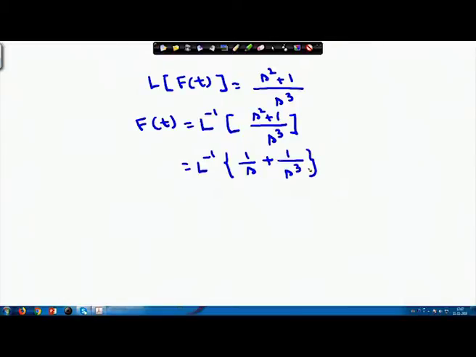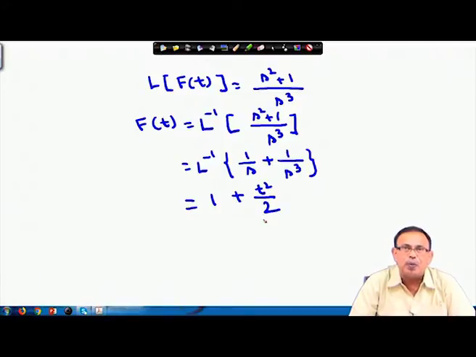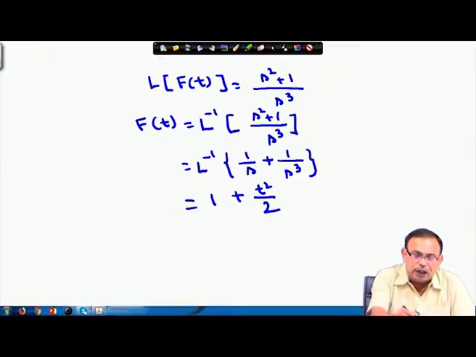This we can write down, and this is nothing but, for the function 1, Laplace transform is 1 by s. Similarly, for 1 by s cube, the corresponding function will become t square by 2. So, the solution, the value of the function f(t), is equal to 1 plus t square by 2, for which the integral equation will be satisfied.